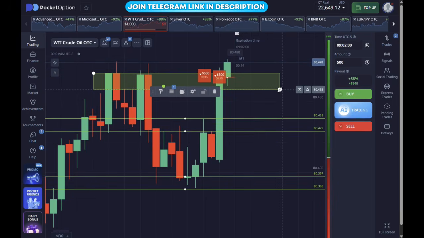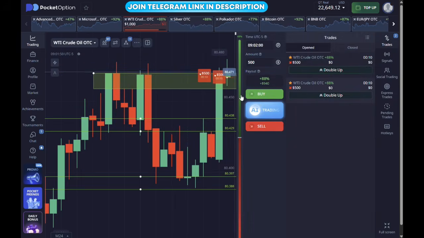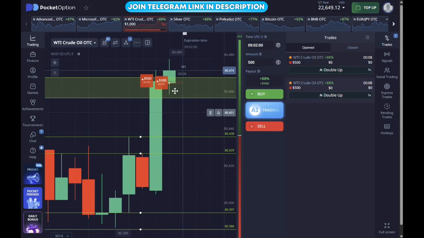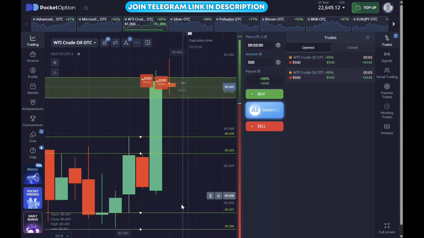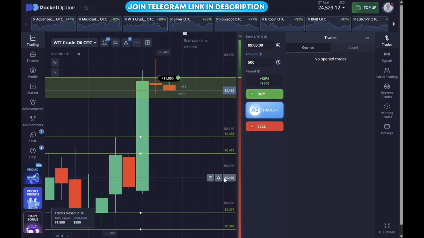Alright guys, so let's see. It should definitely be a red candle, guys. Let's see what happens. Because a pretty solid green candle has formed, I think there's a very high chance that this will be a red candle. Let's wait. Okay, so guys, as you can see, it's a red candle.